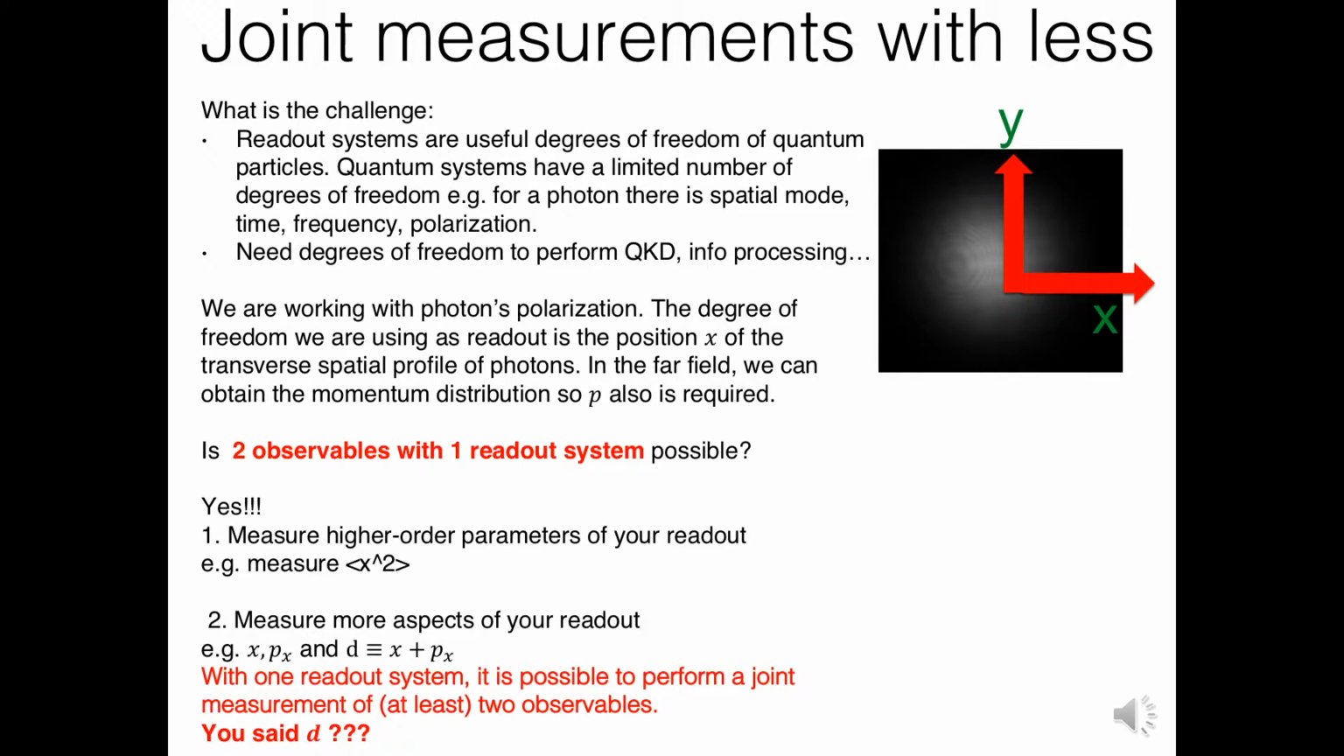Okay, this is the question that we want to answer. Can we extract information of two observables with one single readout system? The answer is yes, but you need to measure higher order parameters of the readout system, for example x squared, and also you need to measure more aspects of it, for example D, which is x plus p. So do we have access experimentally to that?